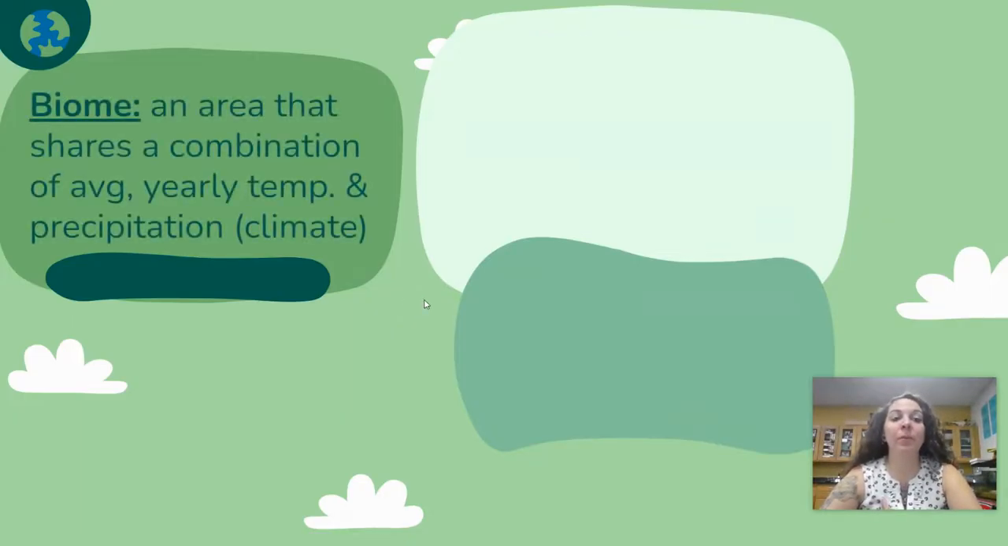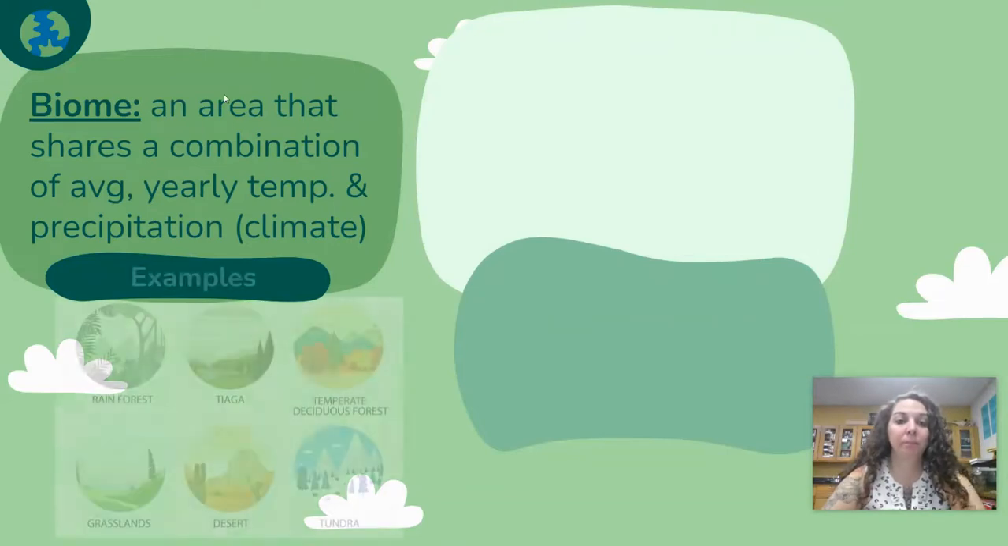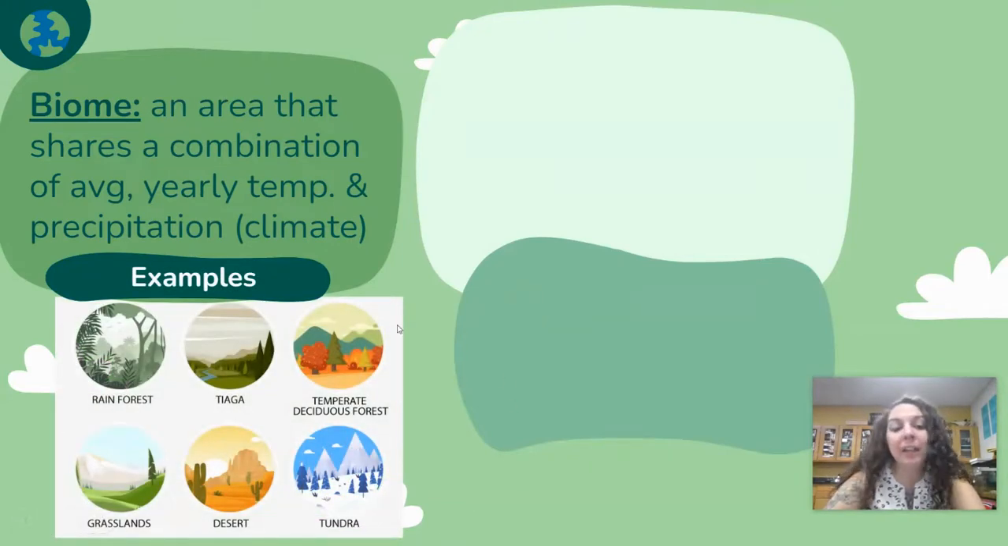So a biome, like we talked about already, is an area that shares a combination of average yearly temperature and precipitation. So it's not just what kind of rain does it have in a day or a week or a month, but it's over a year. So we've got a variety of different land biomes, okay? So rainforest, for example, its climate's going to be hot, but it's going to be very wet, whereas our desert, it's going to be hot as well, but it's going to be dry.